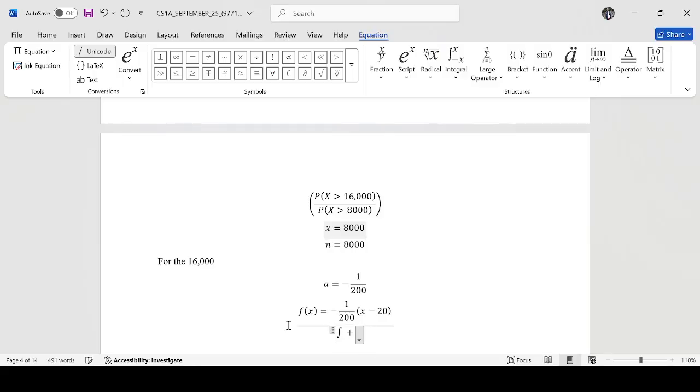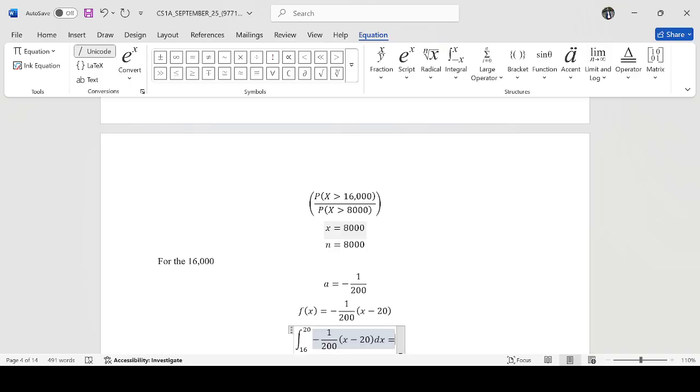Remember now we have the new limits. The maximum limit was 20, but now we have 16. So our lower limit is going to be 16 and our upper limit is going to be 20. Then the same case here, we have negative 1 over 200 because that's your probability density function, and then x minus 20, integrating with respect to x.